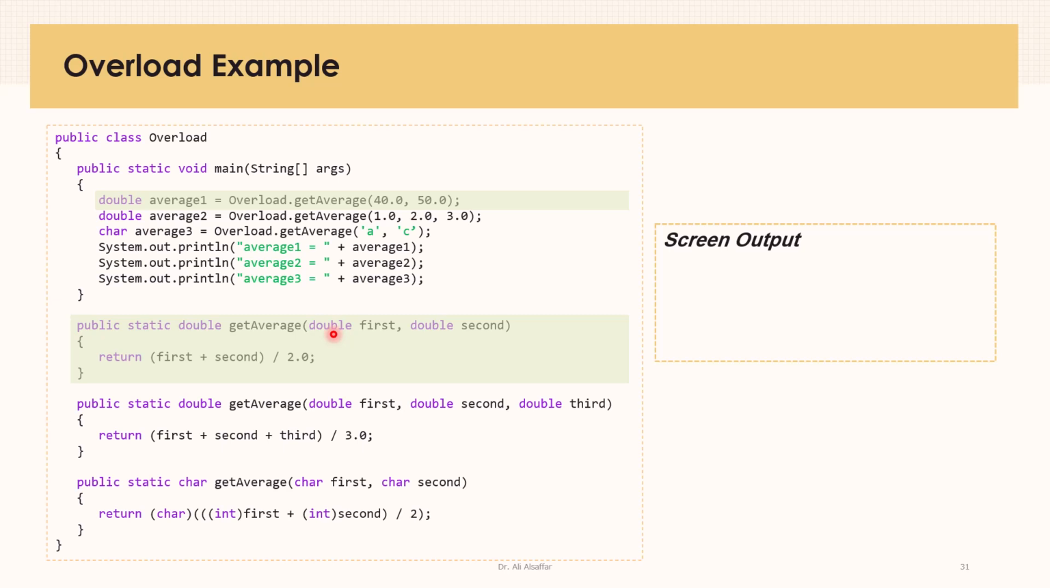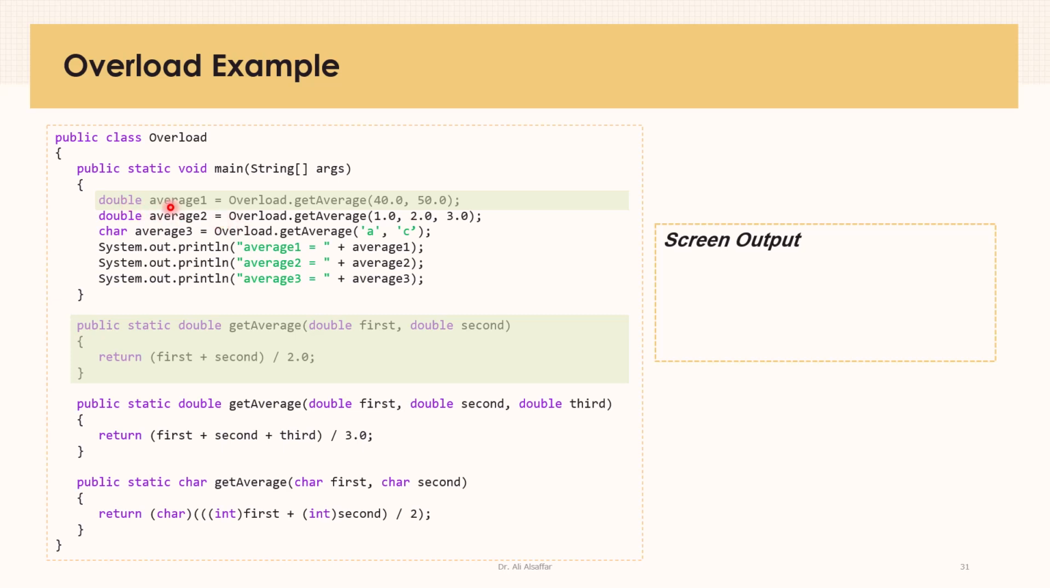Here, the first definition has two double input parameters. The second definition has three double input parameters. And the third definition has two character parameters. So when we call one of these methods, the compiler tries to match the parameters to select the appropriate method. Let's go over the program.